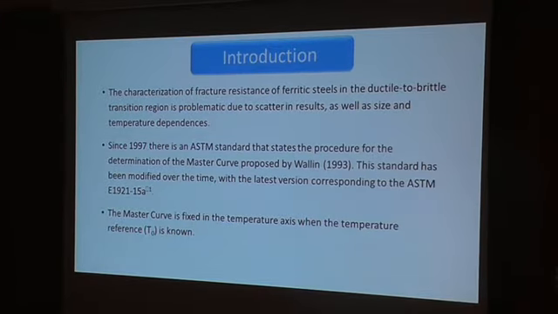The master curve is fixed in the temperature axis when the reference temperature T0 is known. For that case, a three-parameter Weibull distribution is used with two fixed parameters: the slope equal to 4 and the threshold equal to 20 MPa√m.